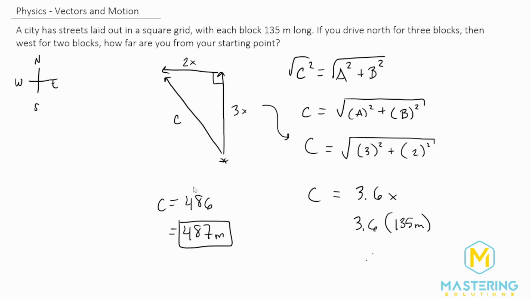Mastering Physics will likely give you the correct answer with this one, but the book says that it's 487 because they didn't do the rounding like that. So 487 meters is the displacement from where you started to where you ended.